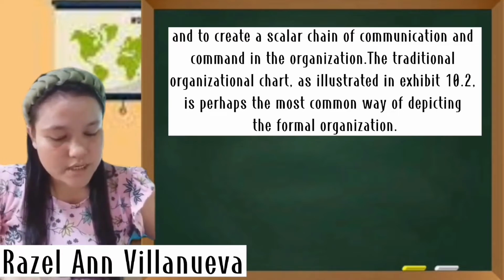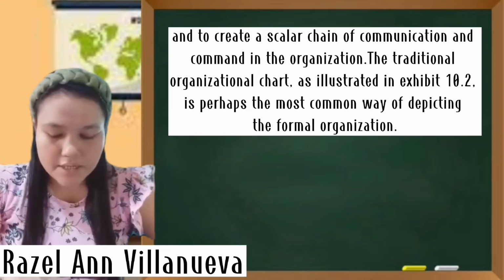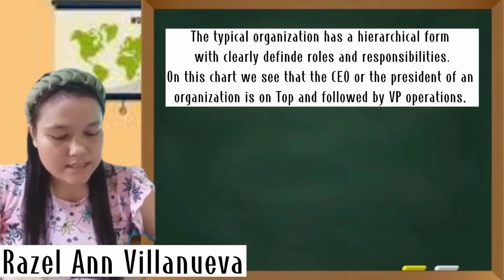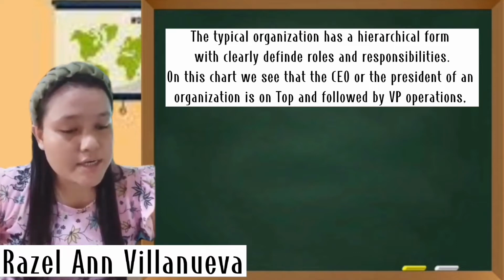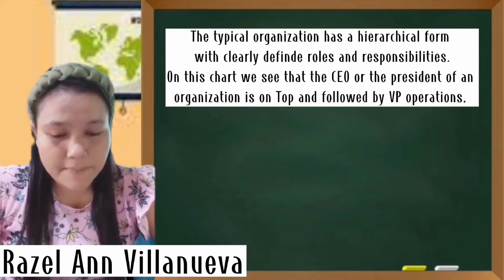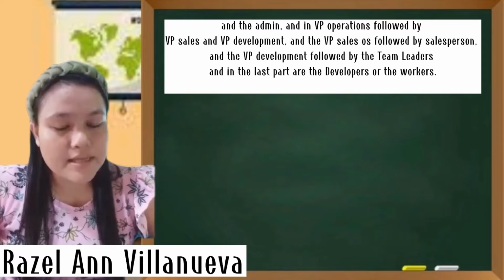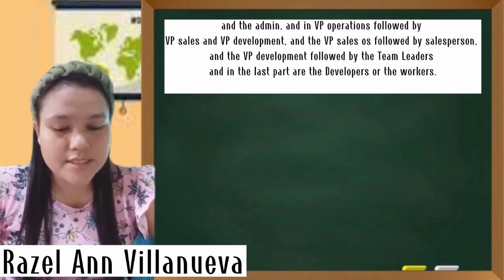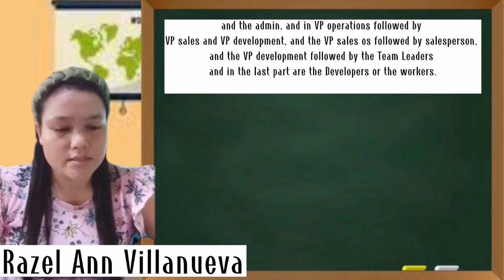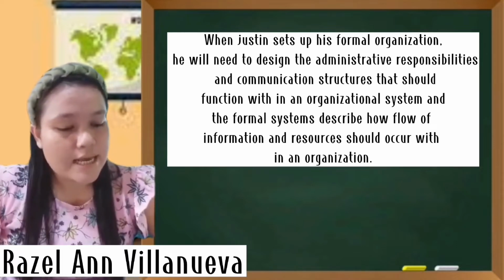The traditional organization chart, as illustrated in Exhibit 10.2, is perhaps the most common way of depicting the formal organization. The typical organization has a high hierarchical form with clearly defined roles and responsibilities. In this chart, we see that the CEO or the president is on top, followed by the VP operations and the admin. VP operations is followed by VP sales and VP development, and the VP sales is followed by salespersons, and the VP development is followed by the team leaders, and in the last part are the developers or the workers.